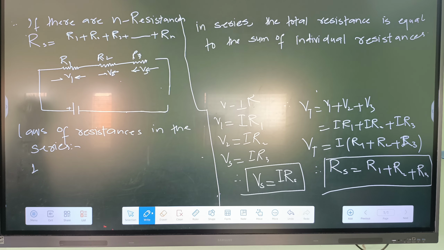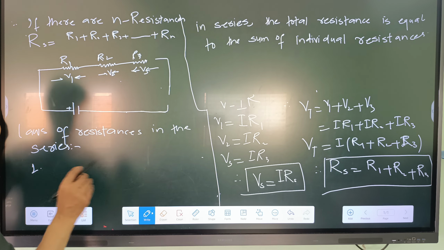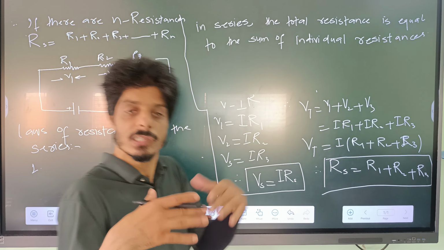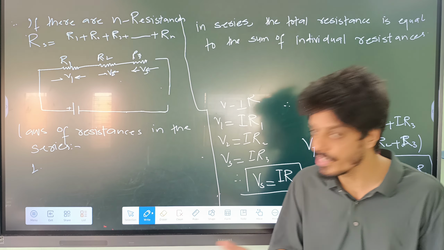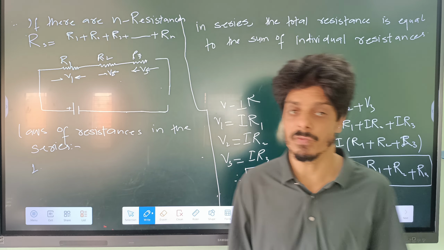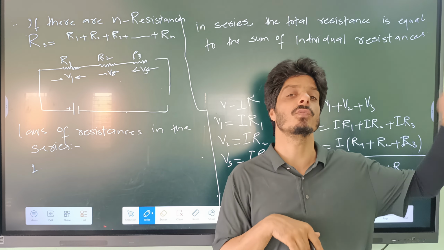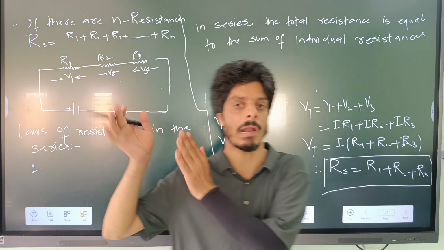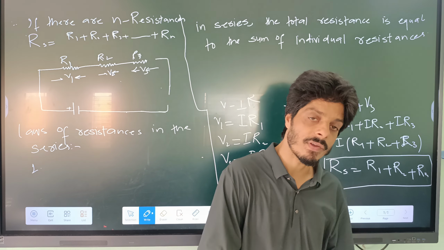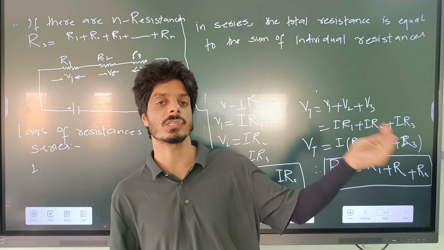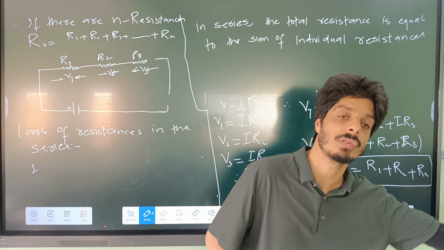First one is, when the resistances are connected in series, some features are there. The first feature is that when the resistances are connected in series, the same current flows through each resistance. For example, if there are 100 resistances, the current I will flow through resistance R1, and the same current I will flow through resistance R2.